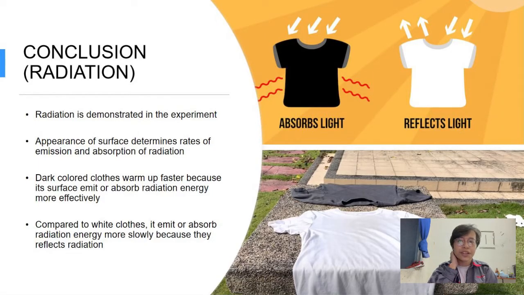For this experiment, we can see that the appearance of the surface determines the rate of emission and absorption of radiation for the two cloths. For the dark cloth, it warms up faster because the surface emits and absorbs radiation energy more efficiently compared to the cloth with the lighter color. This is because the cloth with whiter color absorbs and radiates energy more slowly, since the surface reflects the radiation of the sun.